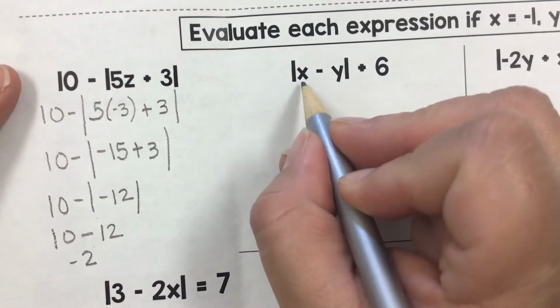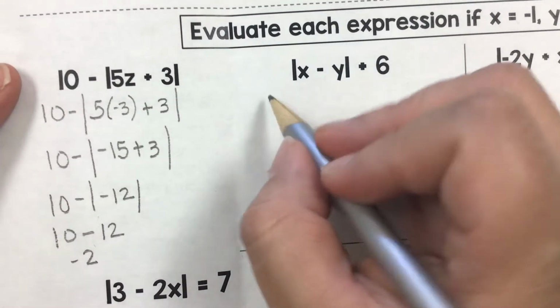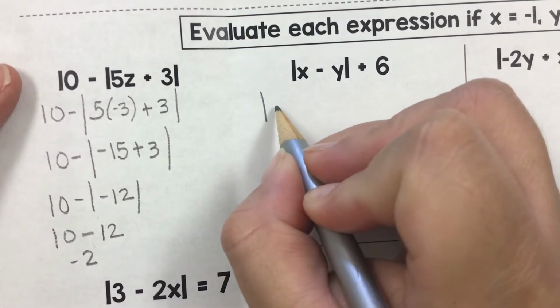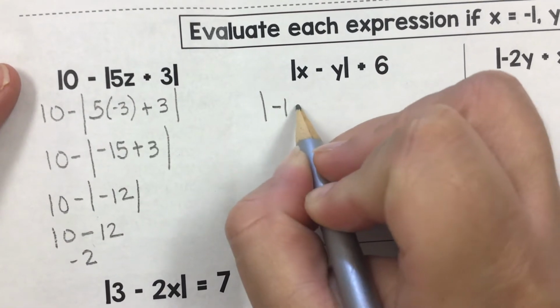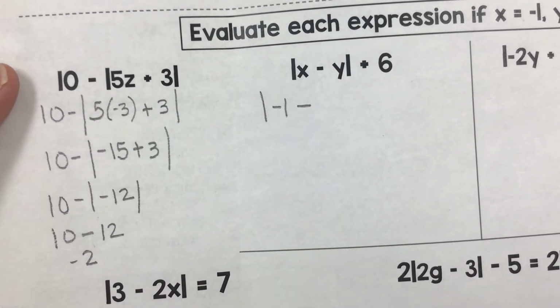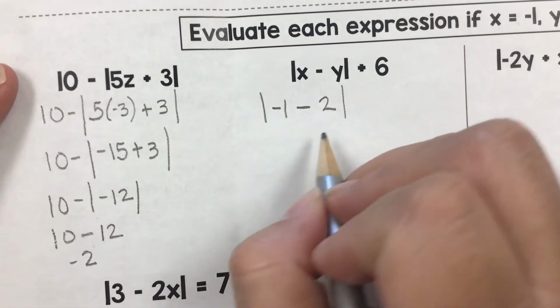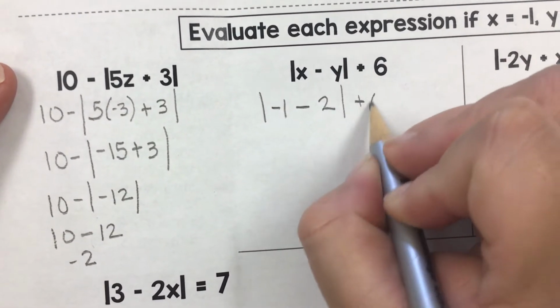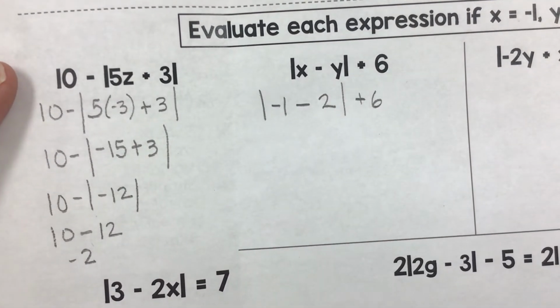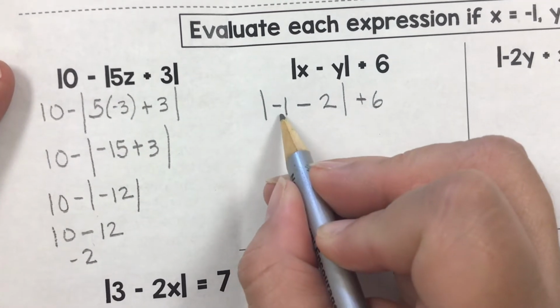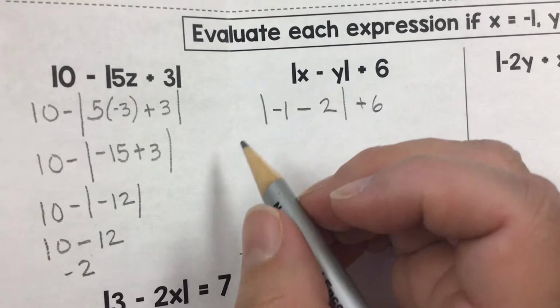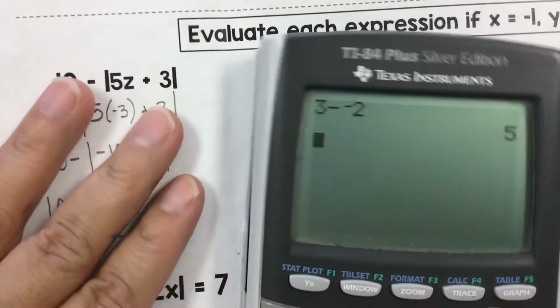Okay, so I have x is a negative 1, so I'm going to plug it in, the absolute value of negative 1 minus, is part of the expression, 2, like I said, some of you like to put it in parentheses, plus 6. We do negative 1 minus 2, and I just want to make sure that we know how to put that in the calculator.